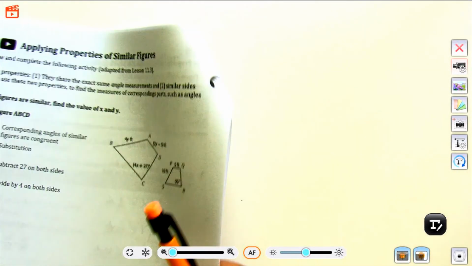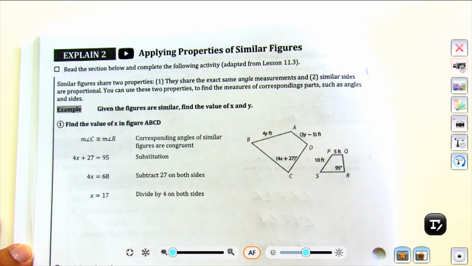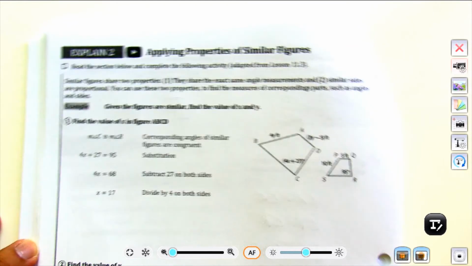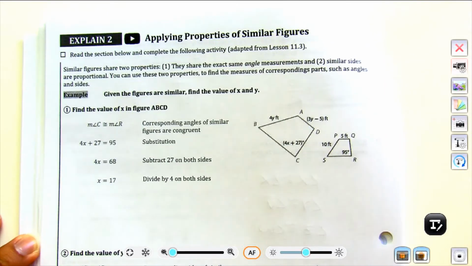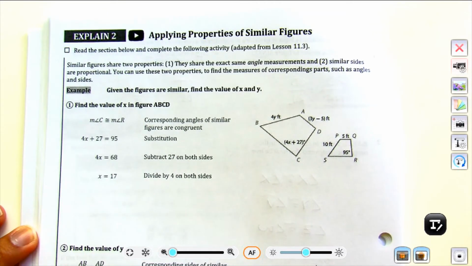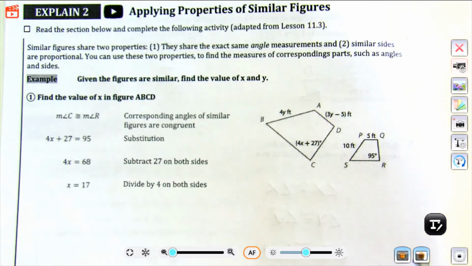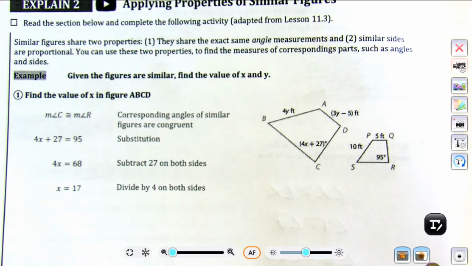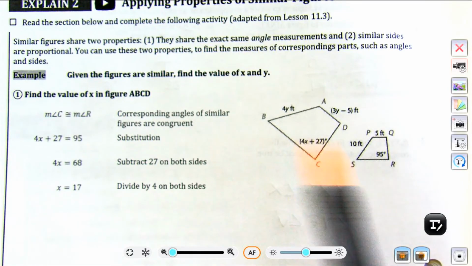Okay, so now we're going to apply these congruent properties and proportion properties to problems where we have to find missing variables. Let's focus on question 1 in this example. What they want us to do is find the value of X in figure ABCD. So here's figure ABCD. We want to solve for X.